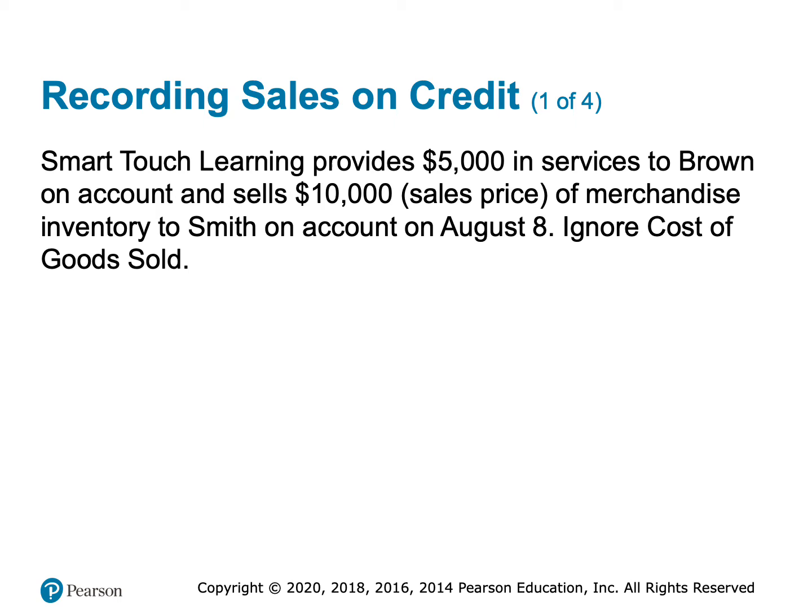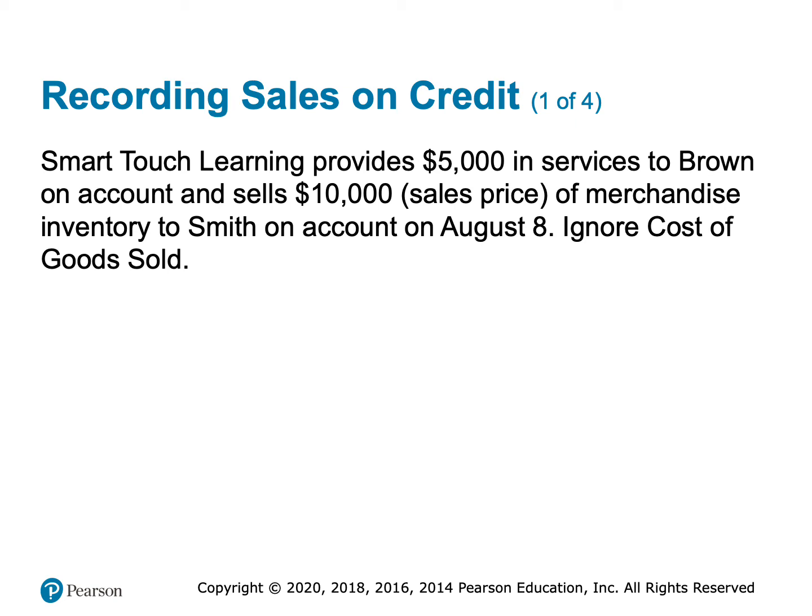So let's walk through a couple of transactions. We've already done these before, so if you want to pause the video and try to do them on your own and then restart it and listen to the explanation and check your answer, that would be great. So here we're told that we provided $5,000 of services to customer Brown, and we sell $10,000 of inventory to customer Smith. We're going to ignore that cost of goods sold entry to customer Smith, so we're just looking at recording those two entries where we sold the services to customer Brown and the inventory to customer Smith.